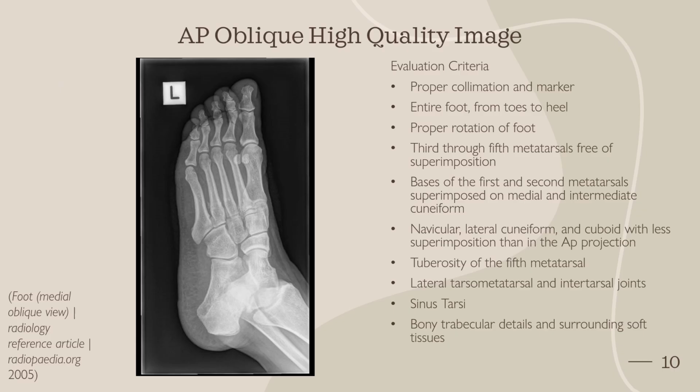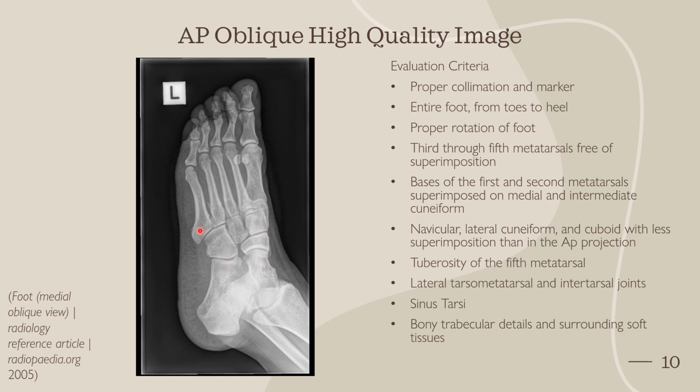AP oblique high quality image. With our eval, we have proper collimation and marker, entire foot from toes to heel, proper rotation of foot. We can see proper rotation through the third through fifth metatarsal free of superimposition, base of the first and second metatarsal superimposed on the medial and intermediate cuneiform. So right here, our navicular, lateral cuneiform and cuboid with less superposition than in the AP projection. So we can see that here.